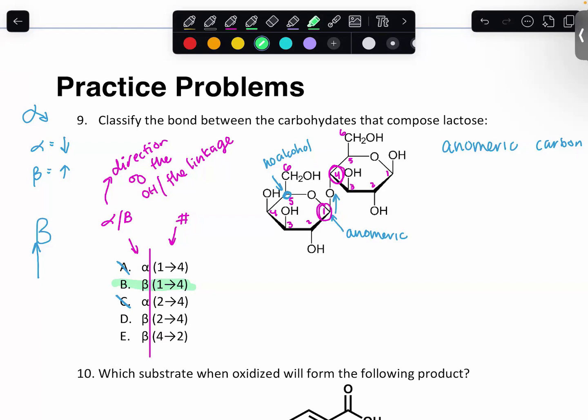So we read right to left. So that's why it's 1 to 4. It also is like lowest to highest, but it's mostly like the right to left. Yeah.